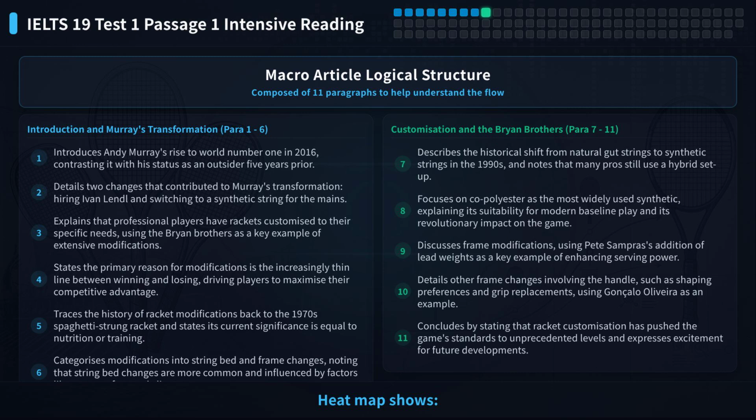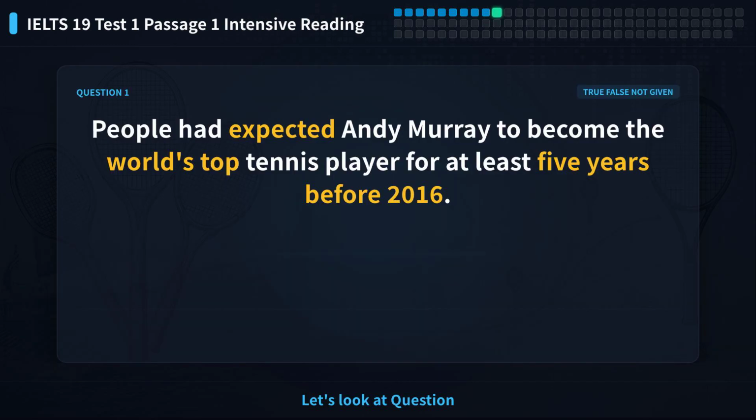The heat map shows that true-false not given questions are mainly in the first 5 paragraphs. Note completion questions are in the last 6 paragraphs. Pay attention to paragraph distribution. Let's look at question 1.